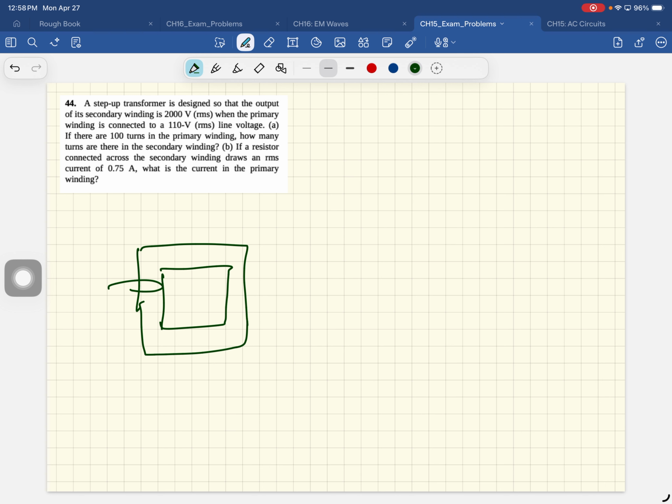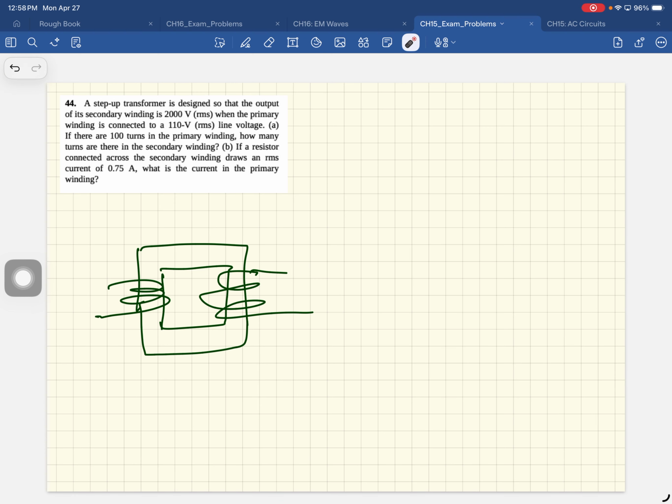This is the primary windings and this is the secondary windings. And it says, so these are RMS voltages. It is connected to a 110 volts input line. So if there are 100 turns in the primary windings, how many turns are there in the secondary windings? Okay, so this is a step-up transformer.